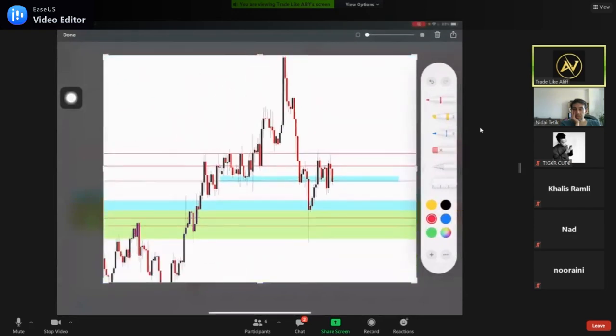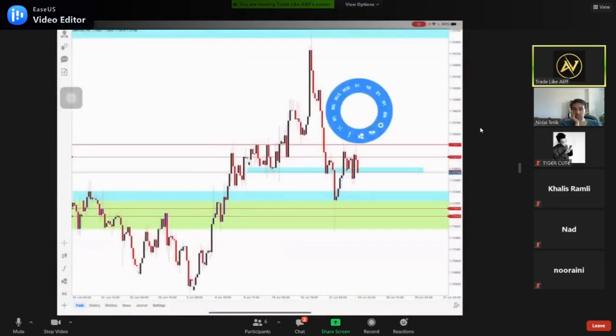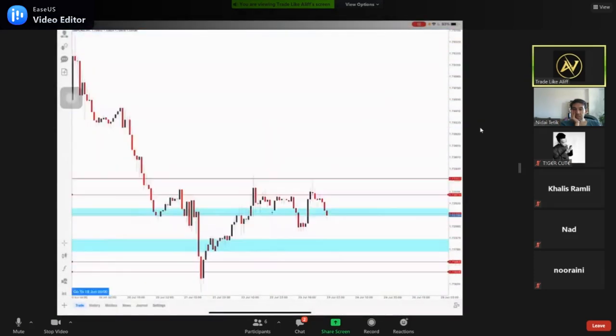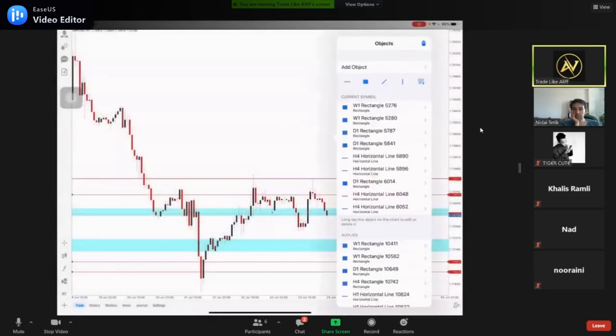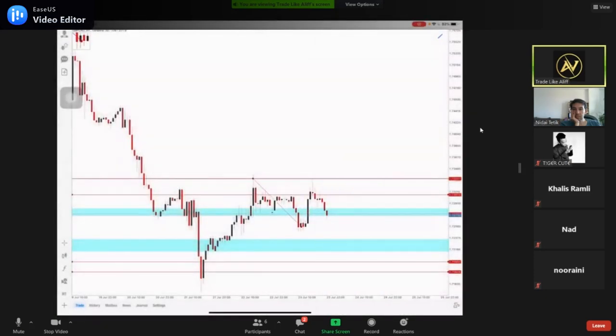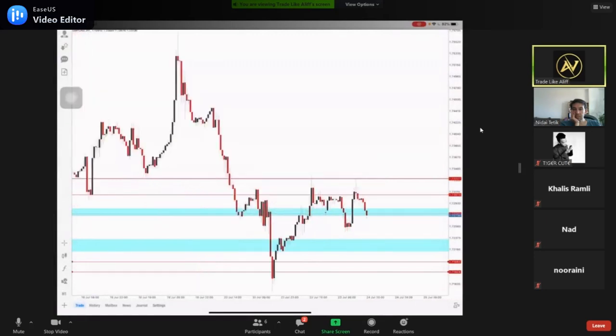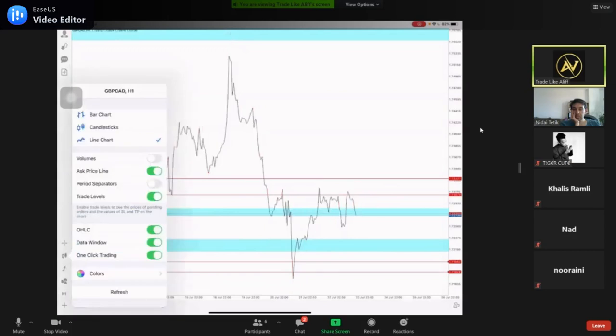I gave this setup to my followers. GBPCAD sell. So the first one was here. Price came back. Price came here. Entry got a solid, I think around 70 pips, and then it came back and it went down again. Why? Because of another breakout.